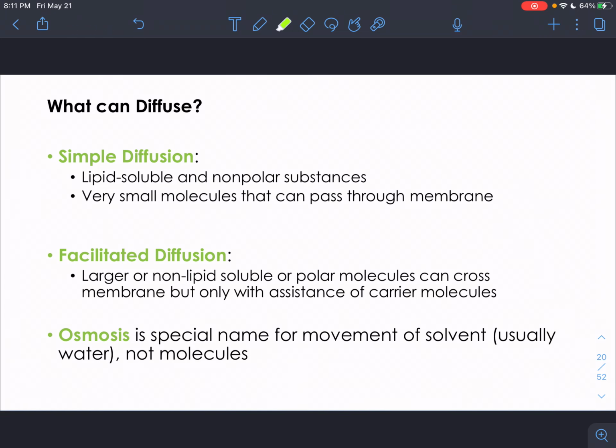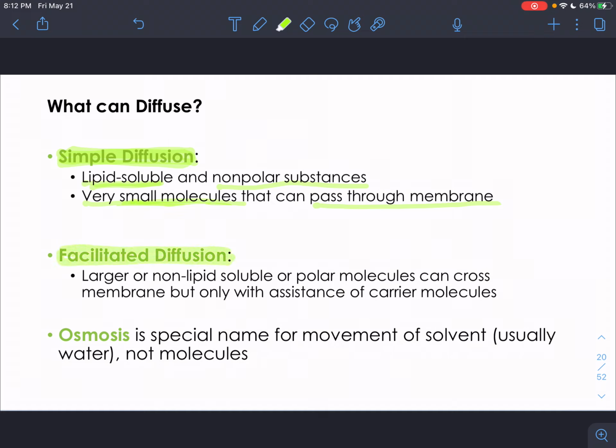So, what can diffuse? This is all types of, again, passive transport. We have simple diffusion, which is lipid-soluble and non-polar substances, very small molecules that can easily pass through the membrane. So in simple diffusion, molecules go directly through the membrane, and things that are lipid-soluble are able to get through the tails of the phospholipids. And other very small things, even if they're polar, might be able to get through.